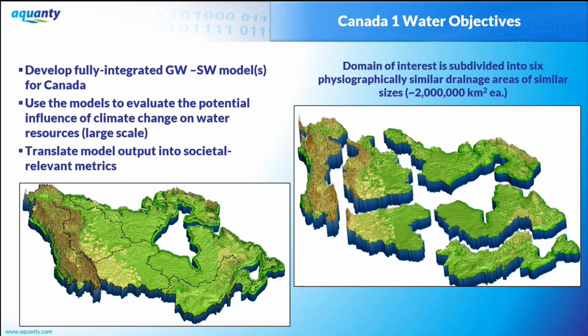So the idea is to develop a fully integrated groundwater surface water model for all of Canada. And one of the main priorities is to look at what might happen with climate change on a large scale. And the idea is to have a portal created so that everyone from policymakers to water managers to individual citizens can look at the results. It's a big area, I don't know, 10 million square kilometers. This is 3D. We've broken the area up into half a dozen regional water basins that have similar physiography. Next slide.